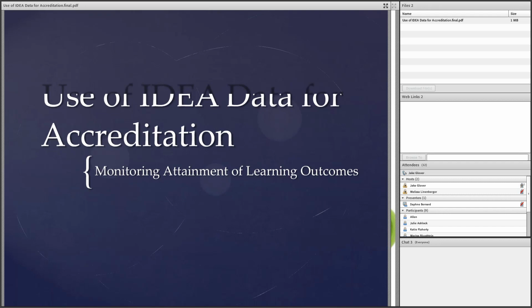So we've been using IDEA on Howard's campus in the School of Pharmacy since about 2007, if I can recall correctly. And we continue to see positive results, and I just wanted to share a couple things with you in terms of how we use IDEA to meet our accreditation standards. And so I titled this Monitoring the Attainment of Learning Outcomes, and I think you'll see that in a second.